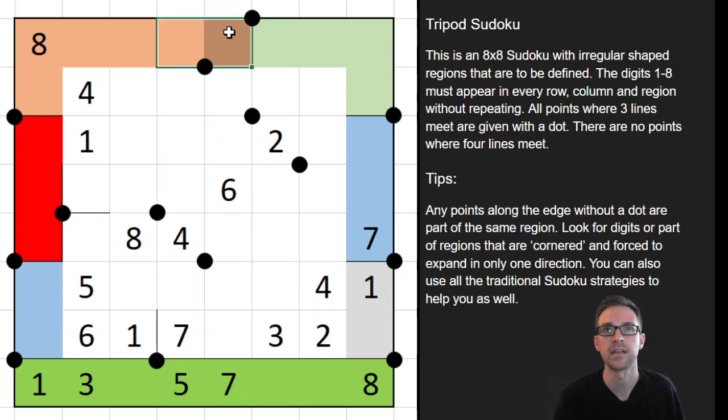And then we see the same technique up here with this dot. We know that we can't separate these two cells because that's part of the same region. So we know we can draw the 3 lines that way.